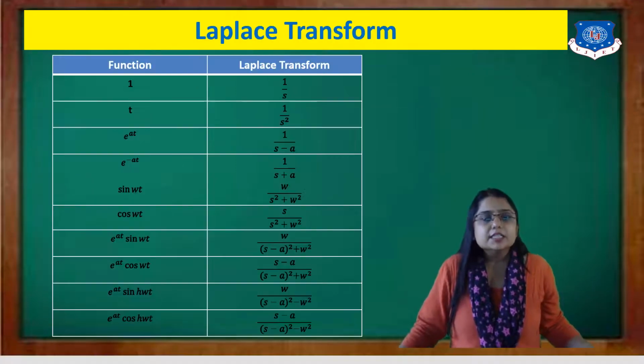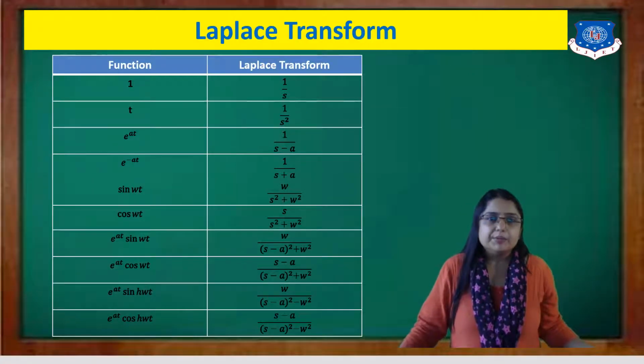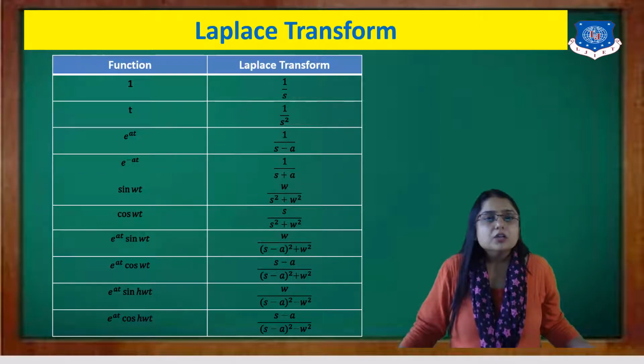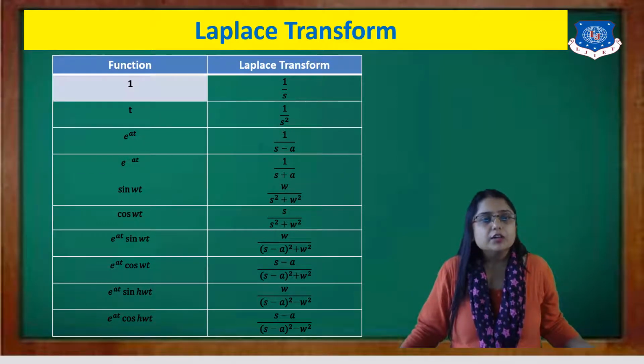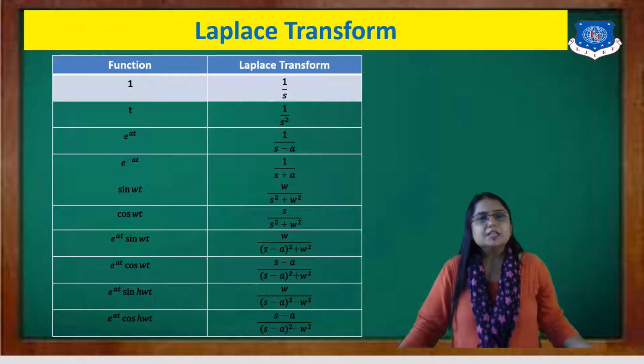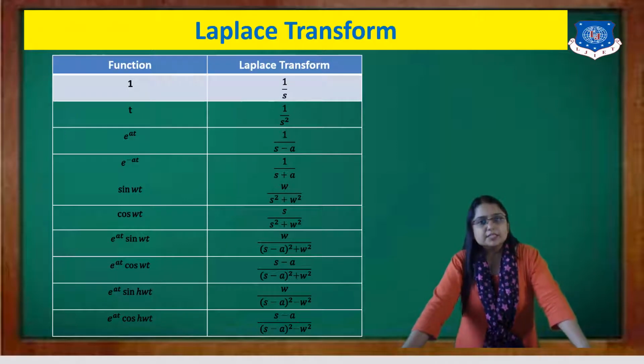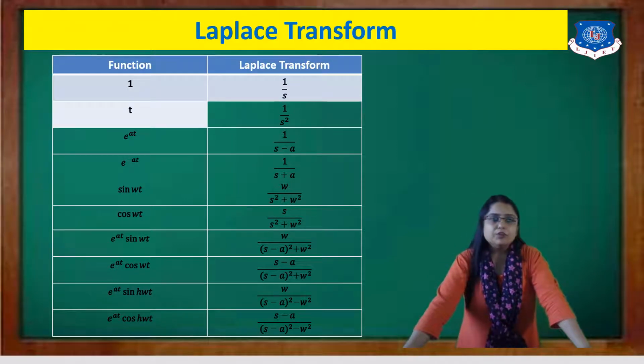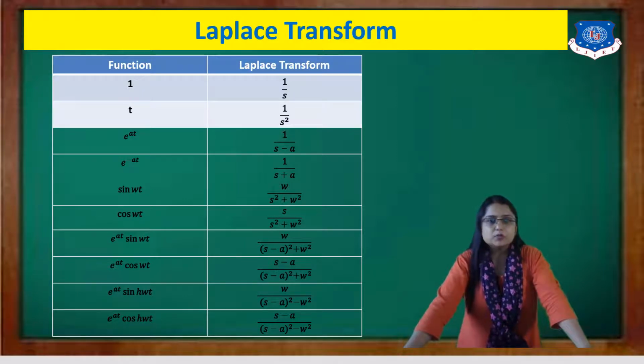Now we will discuss some functions and their Laplace transforms. The first function is 1, and the Laplace transform is 1 by S. Similarly, if I want to find the Laplace of t, it is 1 by S square.